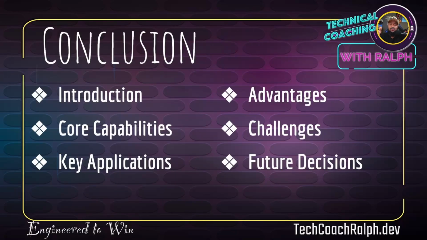So in conclusion, we introduced what it is. We defined AI. We spoke about not AI but the large language models. So we spoke about the core capabilities of the large language models, what applications use them in particular, the advantages of large language models, the challenges that they face, and then the future direction of it. So that's basically it.